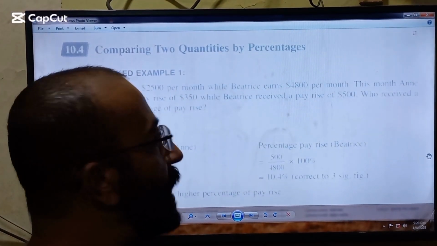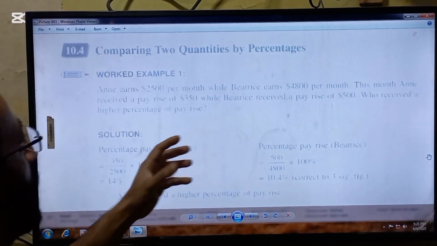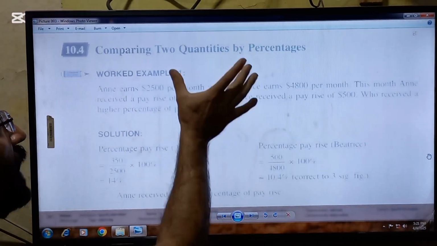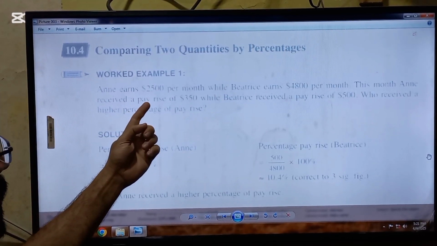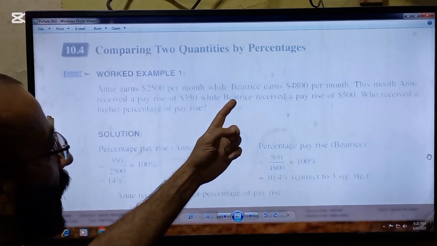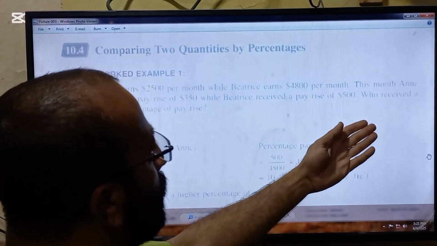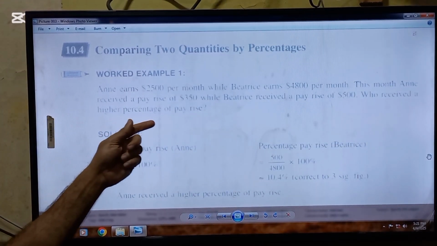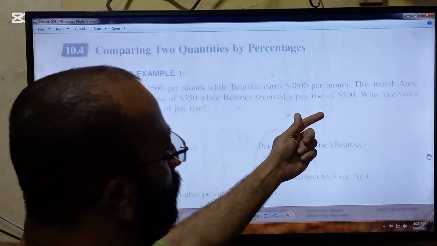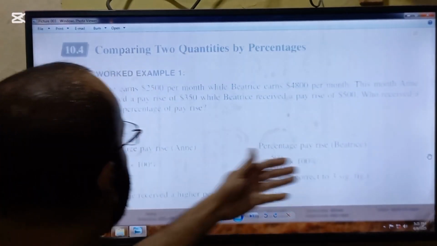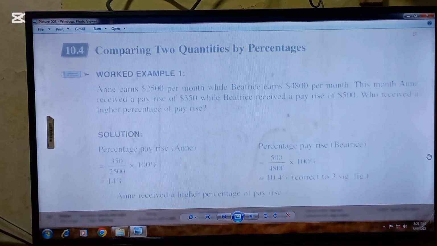The next category in percentages is comparing two quantities by percentages. So here is an example to understand this type of percentages. Annie earns $2,500 per month while Beatrice earns $4,800 per month. This month Annie received a pay rise of $350 while Beatrice received a pay rise of $500. Who received a higher percentage of the pay rise? So look here, this is the method.